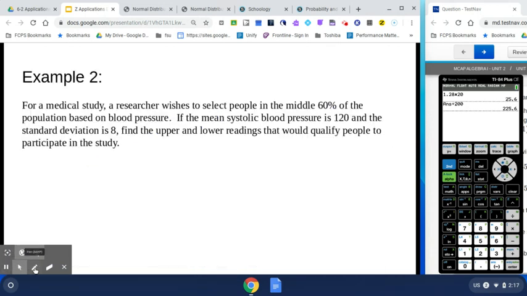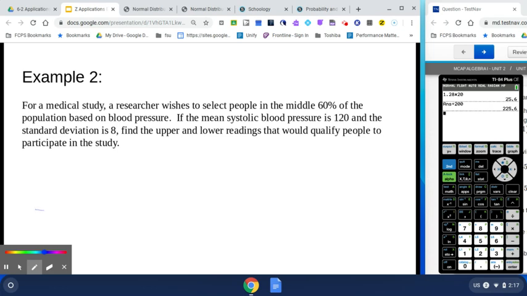Okay, we're going to go ahead and take a look at another example together. Example 2 states, for a medical study, a researcher wishes to select people in the middle 60% of the population based on blood pressure. If the mean systolic blood pressure is 120 and a standard deviation of 8, find the upper and lower readings that would qualify people to participate in the study.